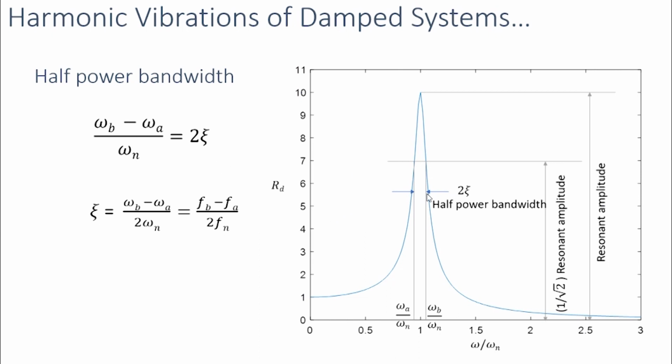So if we can measure this half power bandwidth, we can calculate the value of the damping ratio as (omega b minus omega a) by 2 omega n. This can be expressed in terms of the cyclic frequencies as well. So zeta can be expressed as (Fb minus Fa) by 2Fn, where F corresponds to the cyclic frequency, that is omega divided by 2 pi.